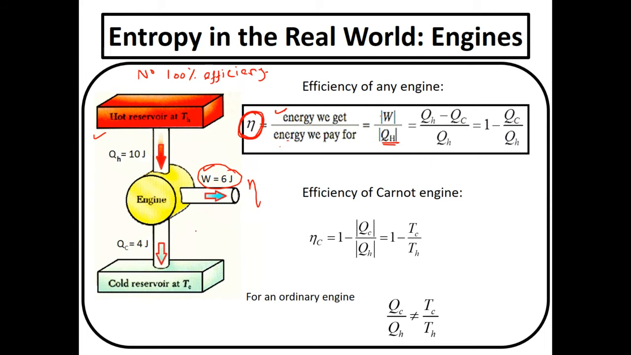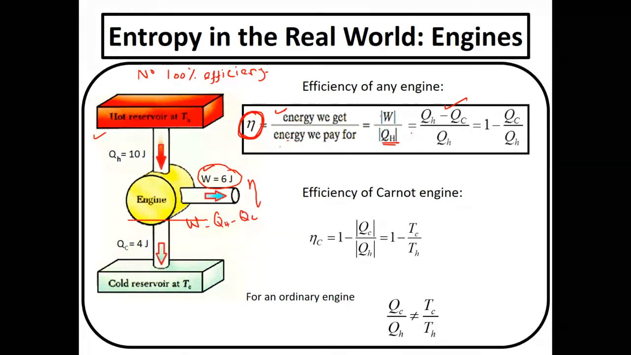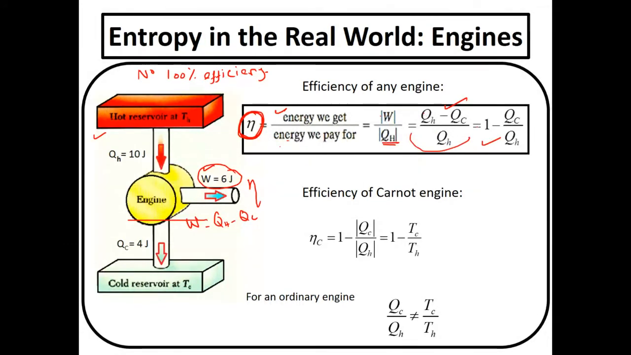What is your work done? Your work done is nothing but QH minus QC. So that's how we write the term like this. If you simplify this equation, you get QH divided by QH, which is 1, minus QC over QH. So where did we get this equation?